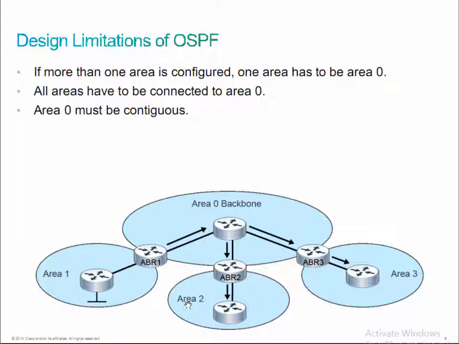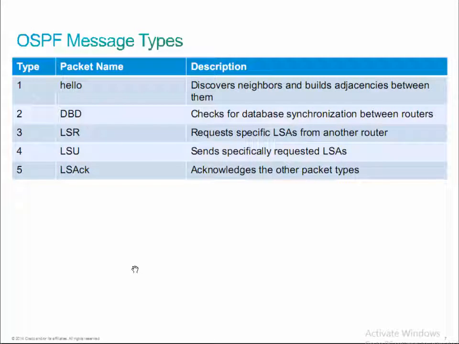So just like in EIGRP, where we had five different message types, a hello packet, an update, a query, a reply, and an acknowledgement, we have five packet types in OSPF as well. Packet type number one is a hello packet. That's the packet that we use to establish, build, and maintain our neighbor adjacencies. We have something called the database descriptor packet, used for database synchronization between the routers. I'll get into more detail on what that is a little bit later on, when we talk about the whole adjacency process and the steps we go through to form these adjacencies and what happens when we are communicating information back and forth between the routers.